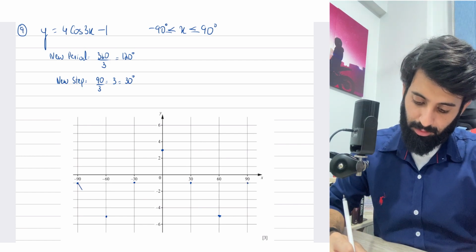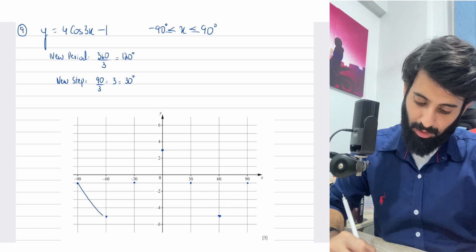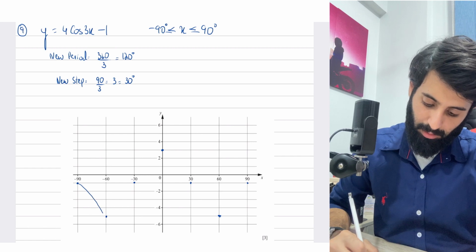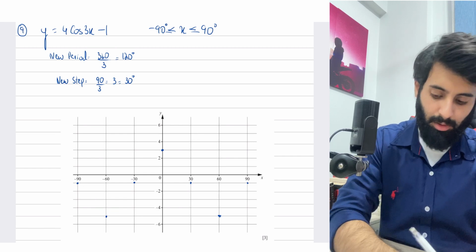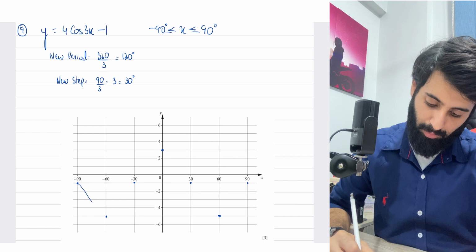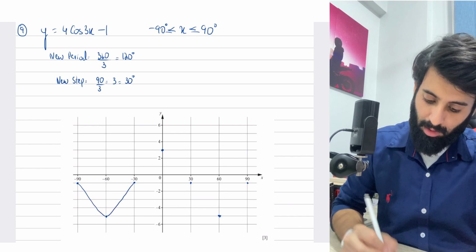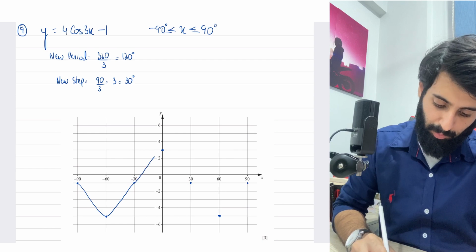This is what we get, keeping the shape of cos in mind. Okay, no, I can do better than that. All right, there you go.